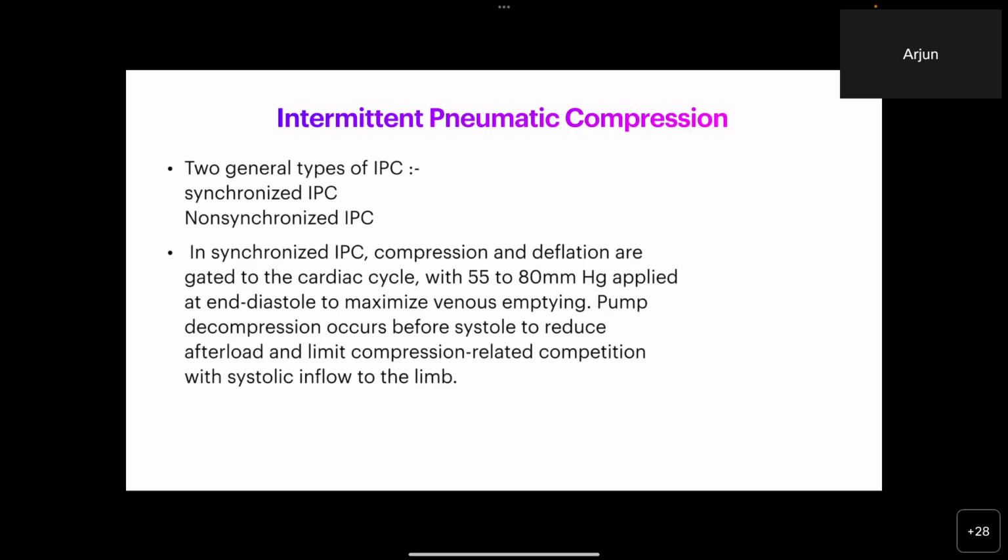Coming to intermittent pneumatic compression, there are two types: one is synchronized and the other is non-synchronized. In synchronized intermittent pneumatic compression, the compression and deflation are gated to the cardiac cycle, with around 55 to 80 mmHg applied at end diastole to maximize venous emptying. Pump decompression occurs before systole to reduce the afterload and limit compression-related competition with systolic inflow to the limb.